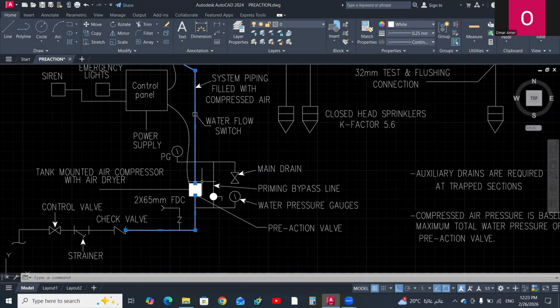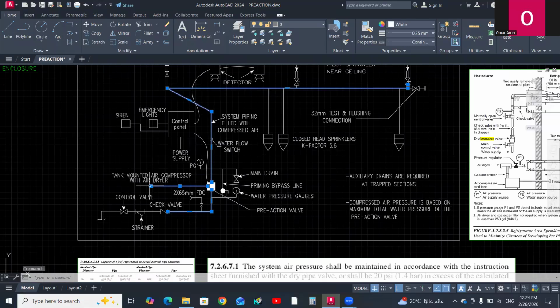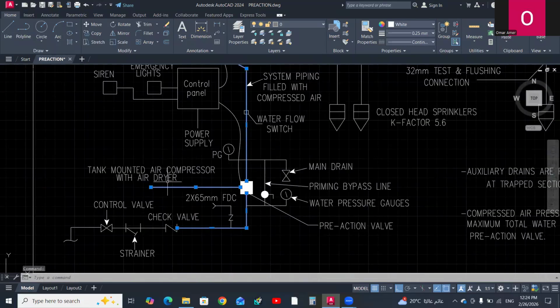And this is the usually followed system in freezing areas, cold storage areas, or areas with valuable items like libraries, museums, and similar applications. We have here the filling line, the compressed air or nitrogen filling line, and we have to talk about the difference or the advantages and disadvantages of using compressed air or nitrogen.